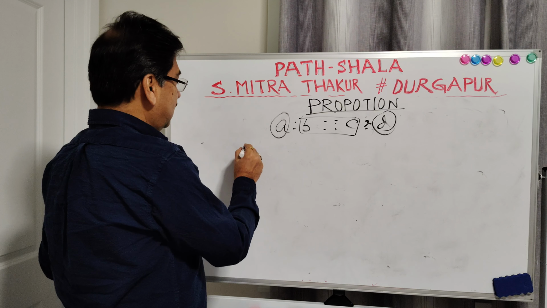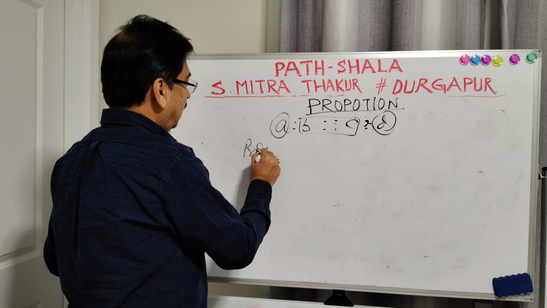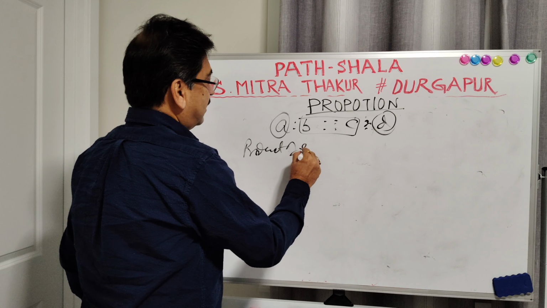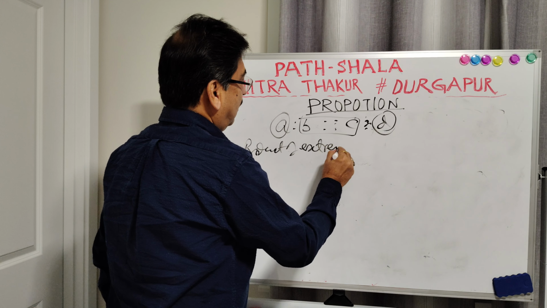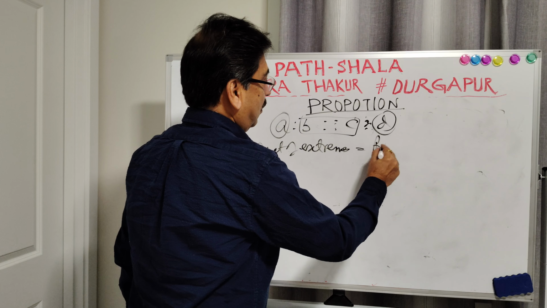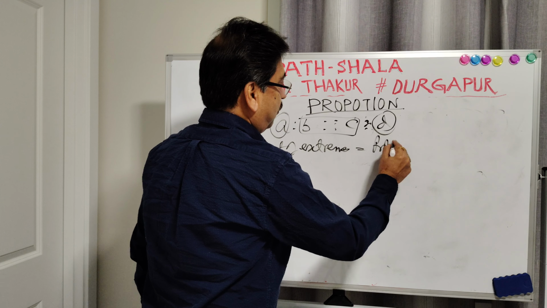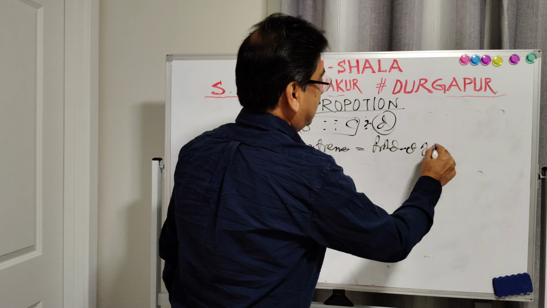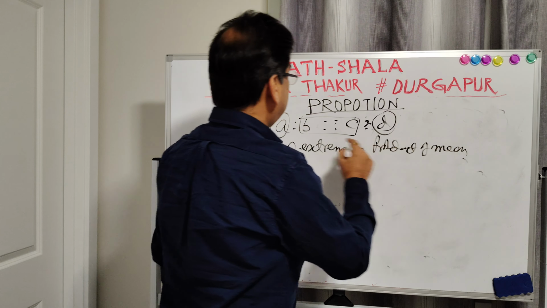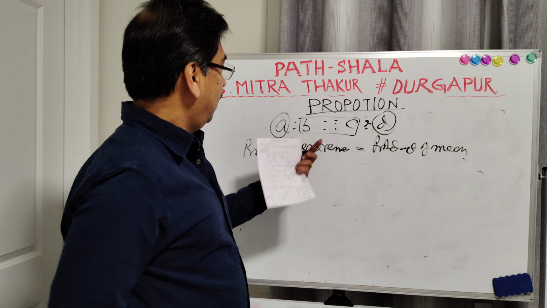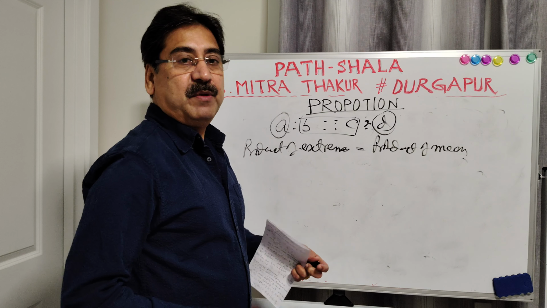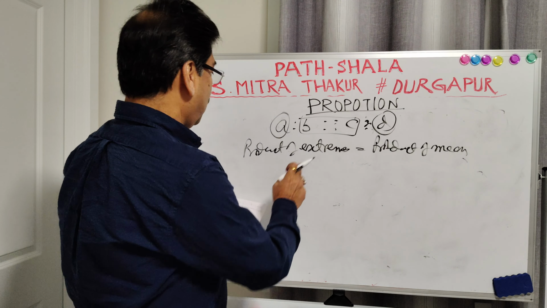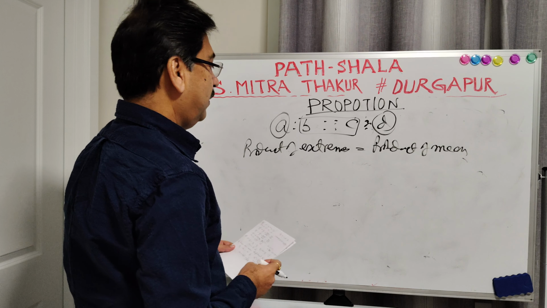The formula is product of extremes equal to product of means. In between, B and C are called the means. This is called means, and the product of extremes and the product of means.